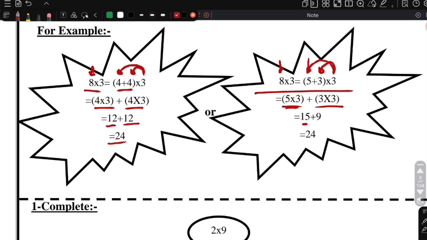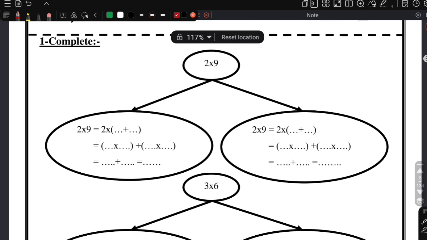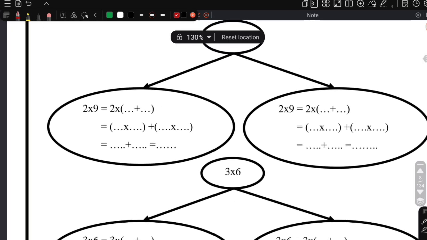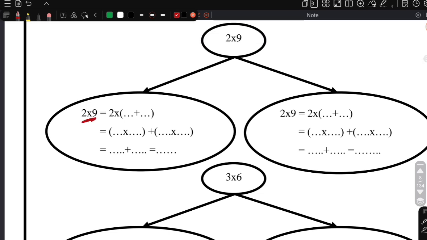3 times 5 is 15. 3 times 3 is 9. So the sum of them will be 24. Okay. So if I have this problem, 2 times 9, let's see the first one, 2 times 9. He wants me to divide this 9 in 2 ways.